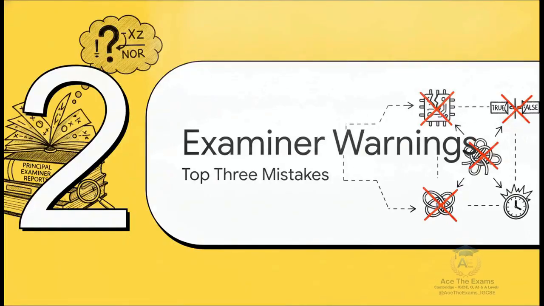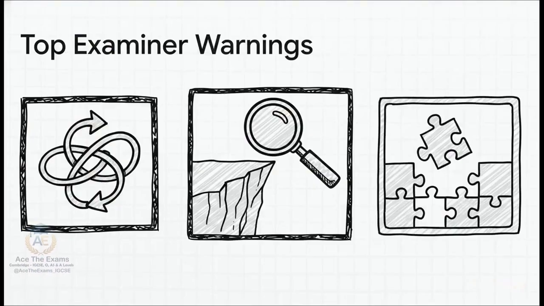Moving on to Section 2, Top 3 Examiner Warnings. Since we know analytical depth is the goal, where exactly are students missing the mark? Let's take a look at the principal examiner reports to find out. Now, what's really interesting here is that these 3 major pitfalls are completely avoidable. First up, examiners note that students constantly confuse cause and effect. They mix up an input condition with the actual resulting logical output.